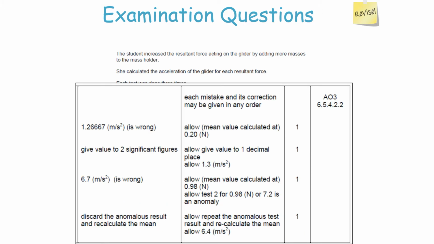So our answer is firstly that the first row is wrong because the value should be given to 2 significant figures or 1 decimal place, and the answer for 6.7, the last row, is wrong because you should be discarding the anomalous result and recalculating the mean.